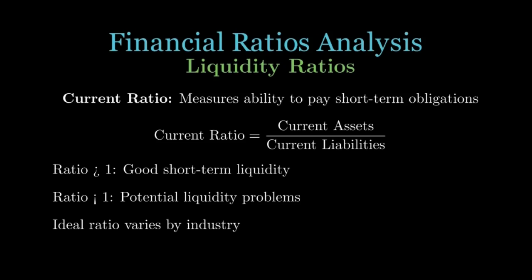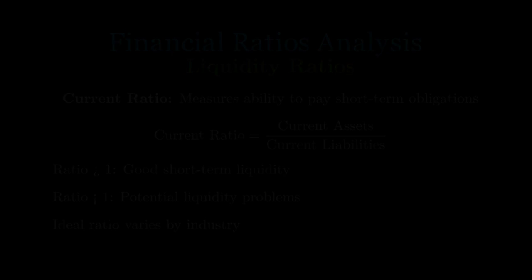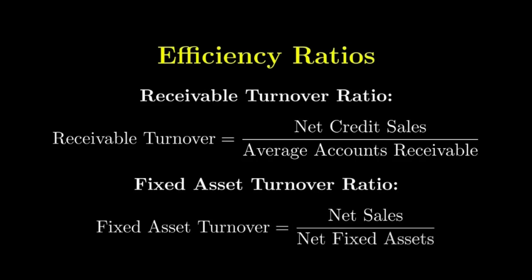The next ratios we'll talk about are the efficiency ratios. We'll talk about two types of efficiency ratios. Number one, the receivable turnover ratio, and number two, the fixed asset turnover ratio. So what are these ratios and how can we calculate them?